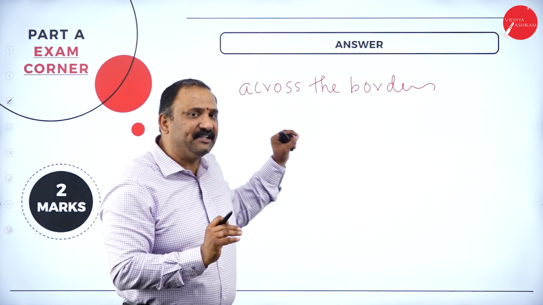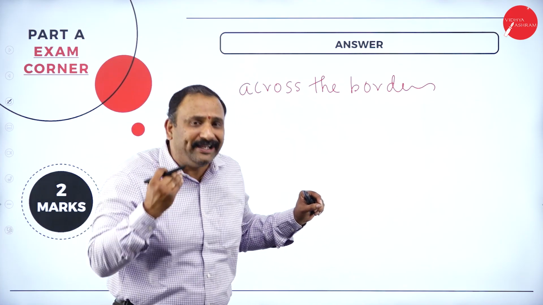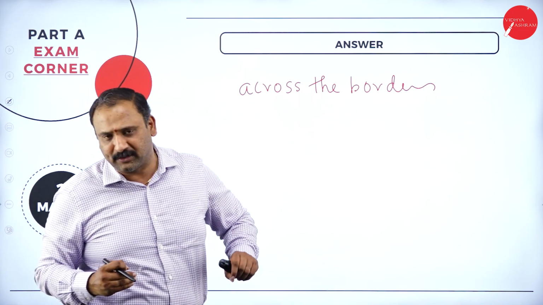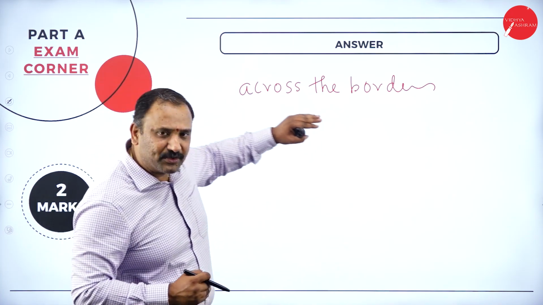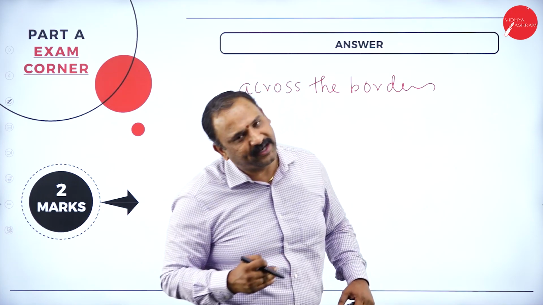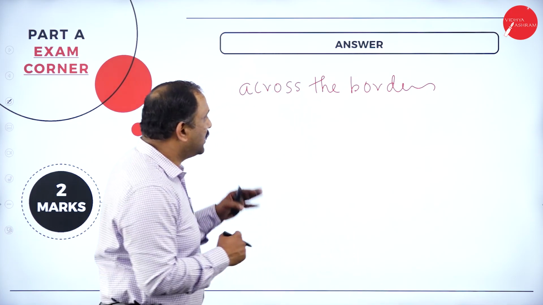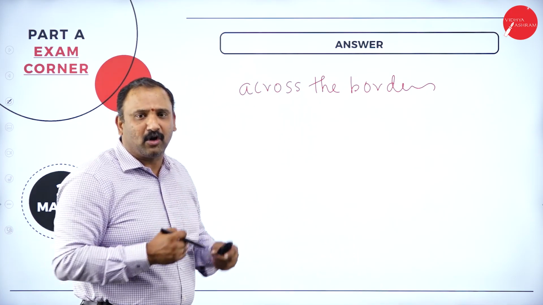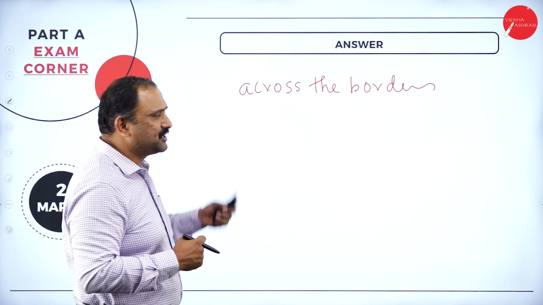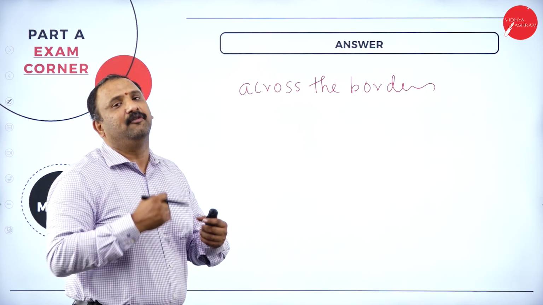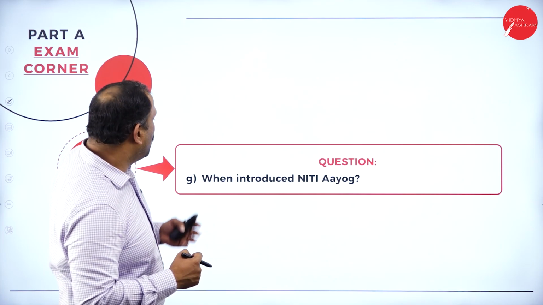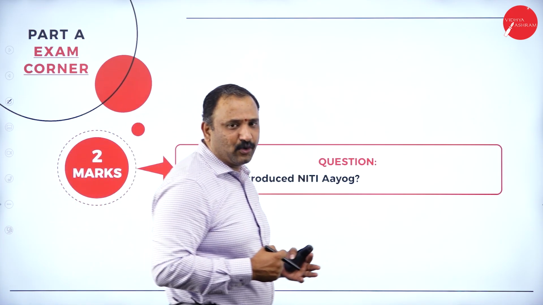Please understand that whenever you are writing an answer, they will look for the keywords. So understand those keywords and then start putting them forward. Across the borders, when we talk about export and import function, that's what we mean by foreign trade. Followed by, when was the Niti Aayog introduced?